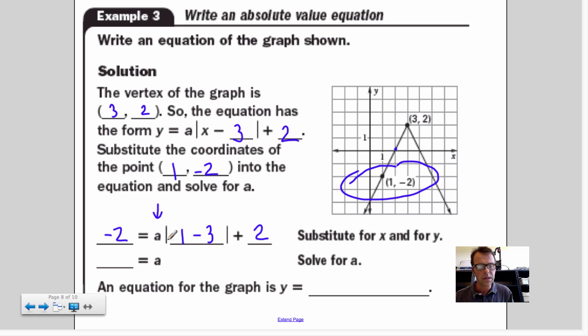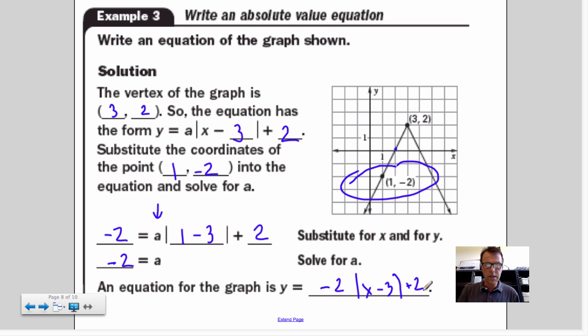And you can see that this is going to turn into 2, right? 1 minus 3 is -2. The absolute value would be 2a. And when I subtract, I'd get -4. -4 divided by 2 is -2. Did I say that right? -4 divided by 2 is -2. And so finally our equation is -2 times the absolute value of x minus 3, plus 2. I think I'm almost out of time.